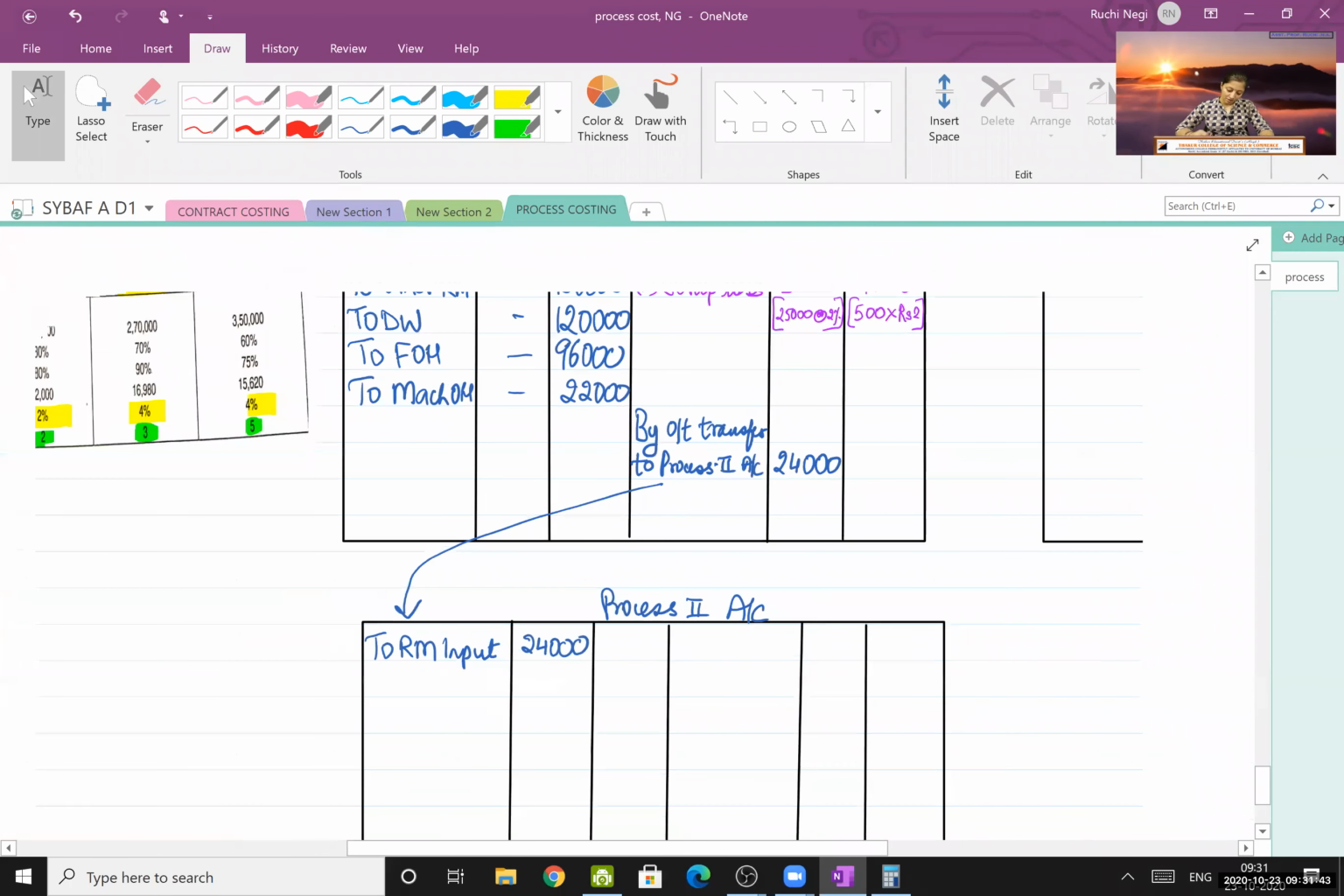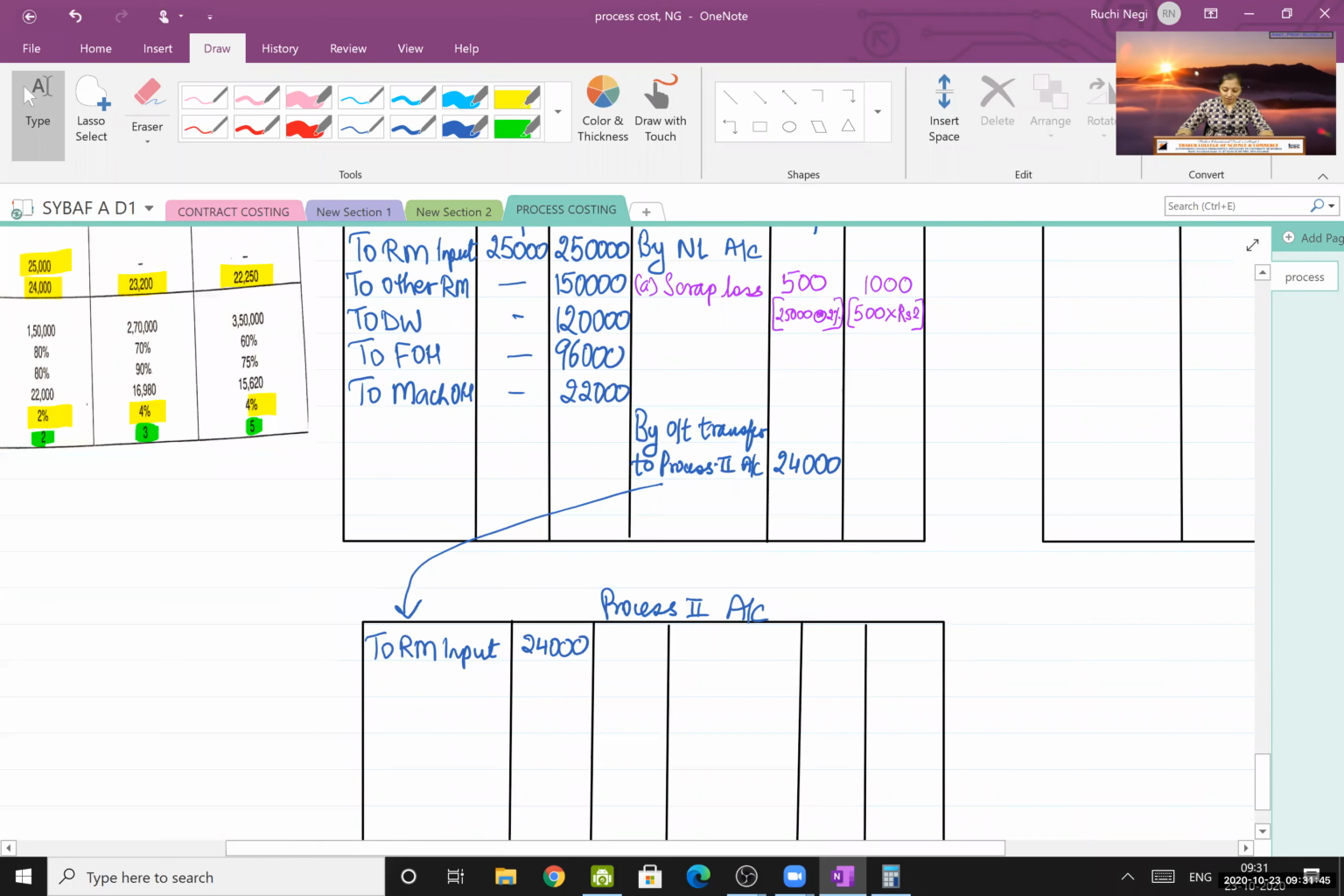Note number 1. Is note number 1 clear to everyone? Note number 1 is clear to everyone. Raw material is introduced in the first process, and thereafter the output of every process becomes the raw material for the next process. Okay.